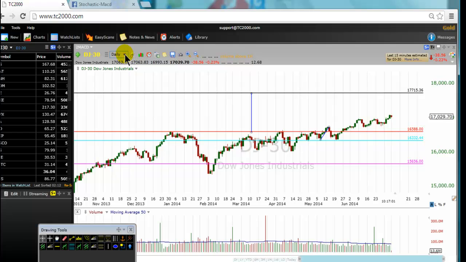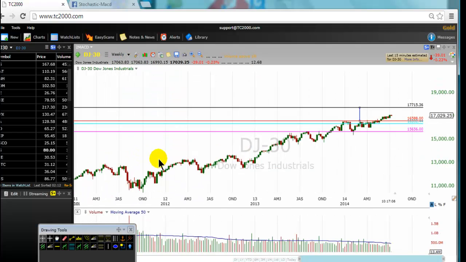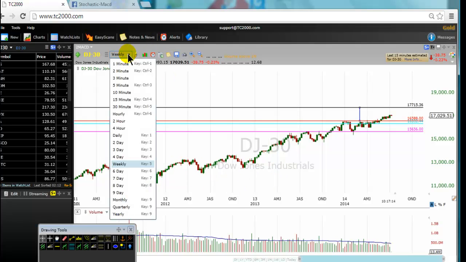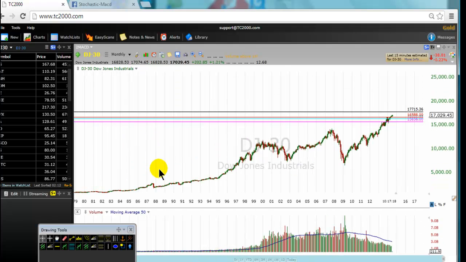Now let's go to the weekly chart and see what we have there. At least on the weekly chart, the market pattern is bullish. It's a rising channel. Okay. All right. Not too bad. Okay. Let's go to the monthly chart. Have a bigger picture of what's going on here.